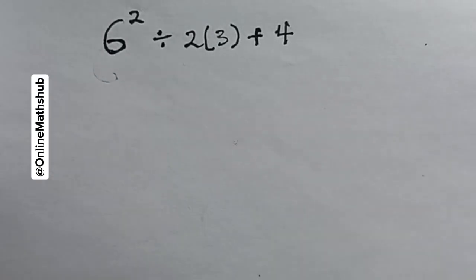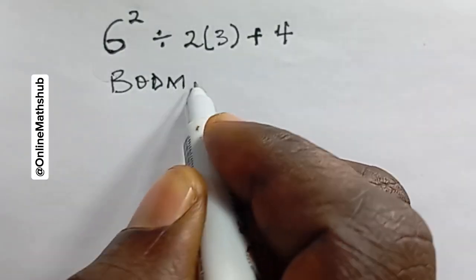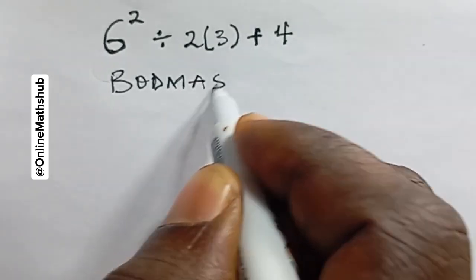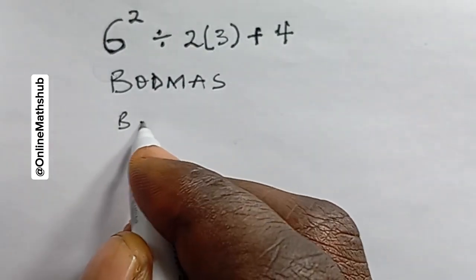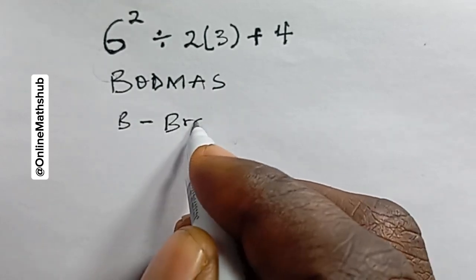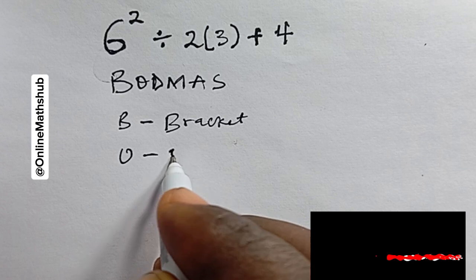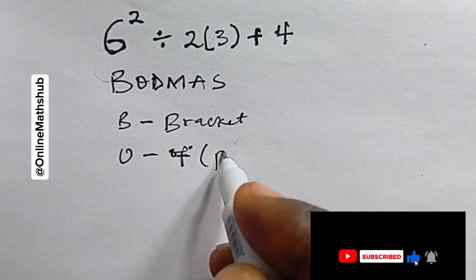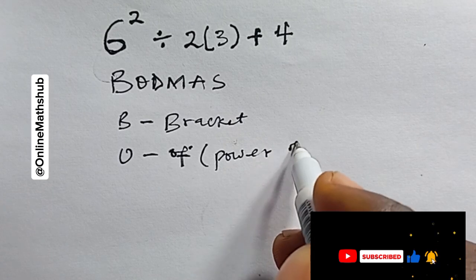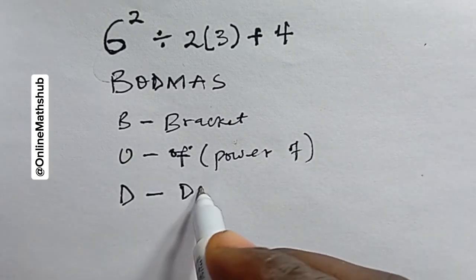Okay, so you have this question, then of course you want to actually use the BODMAS, the method of BODMAS or the rule of BODMAS to actually solve this. And of course, in case you've forgotten, B here actually represents bracket, and O here means of, and this of can also mean power of. Okay, and then of course the D here means division.